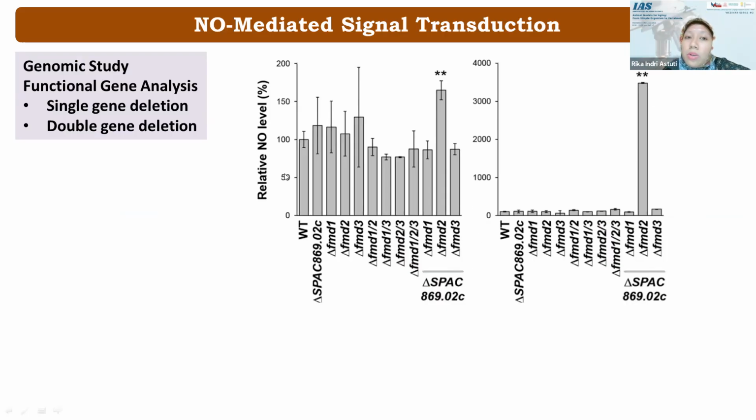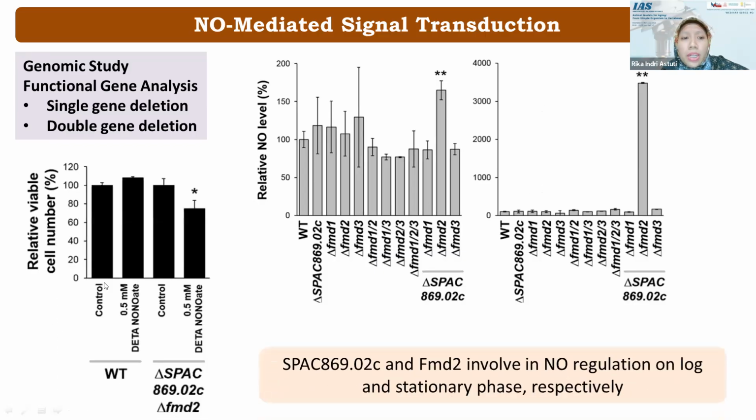Basically, we measured the intracellular nitric oxide in a number of gene deletion cells. These are the genes that we expected to have activity in modulating nitric oxide. When we delete two genes, SPAC and FMD2, we found an increase in nitric oxide in both the log phase and the stationary phase. And interestingly, when we interfere with the cells by adding exogenous nitric oxide, exogenous nitric oxide somehow increases cell viability. But in the double deletion mutant, such an increase in cell viability does not occur. So it means that these two genes are involved in the modulation of nitric oxide that exerts an effect on the cell's viability.